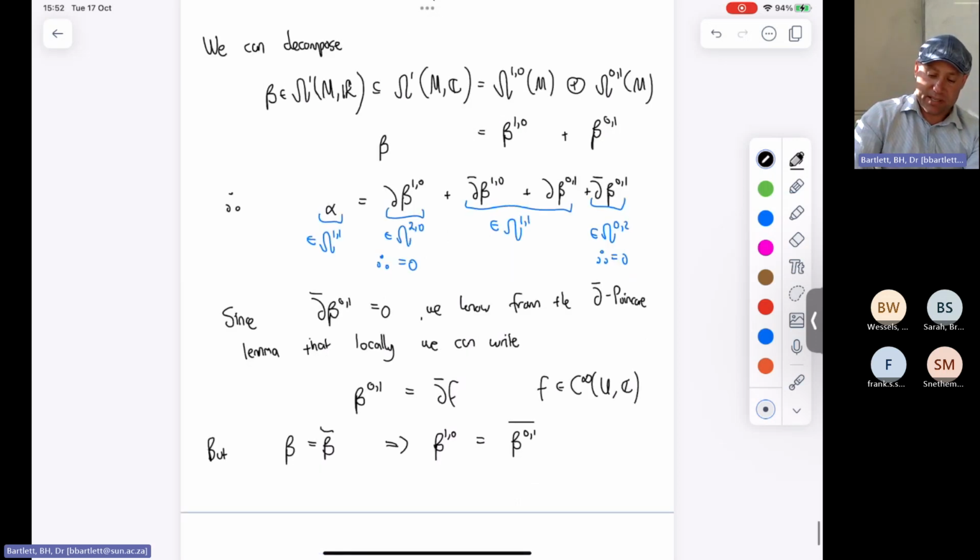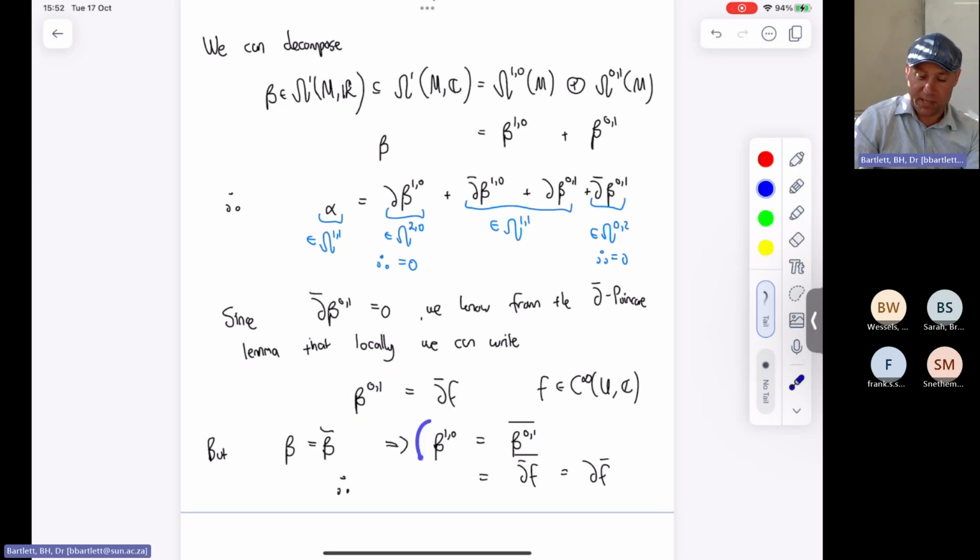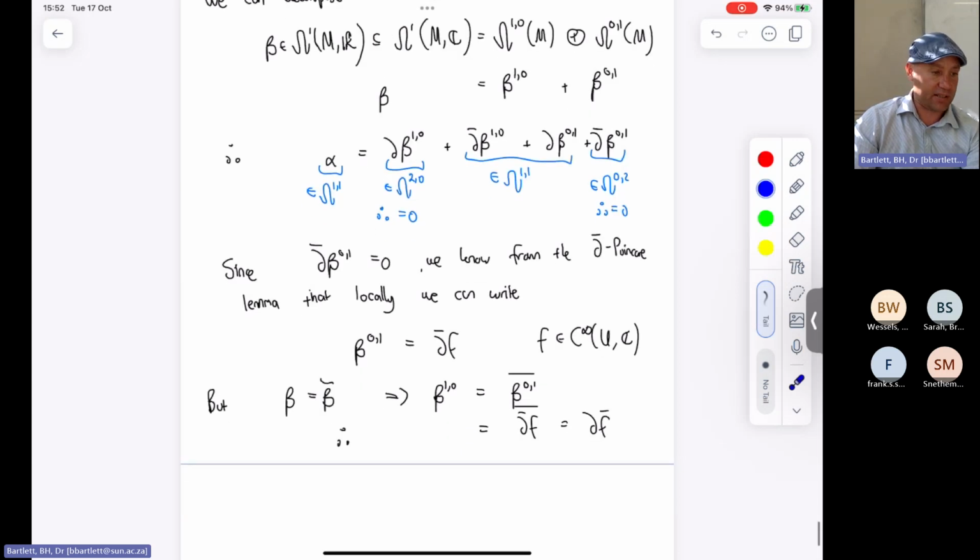And so that means that this thing here, or shall I say that, this is calculated here. That's the same as saying, take the (0,1) component, which is del bar f, and then bar it. So that's just going to be del of f bar. So that's cool. I've calculated beta^{0,1} and I've calculated beta^{1,0} explicitly.